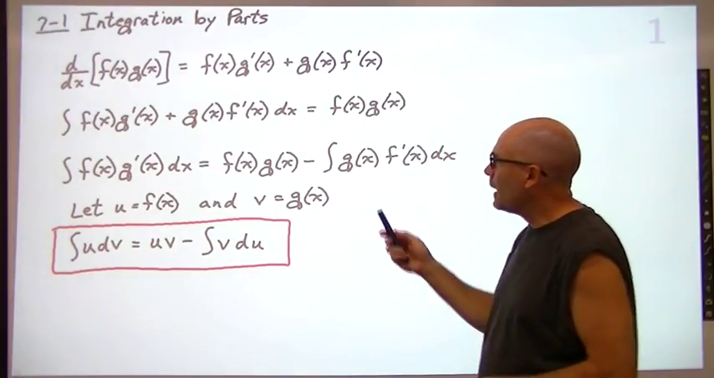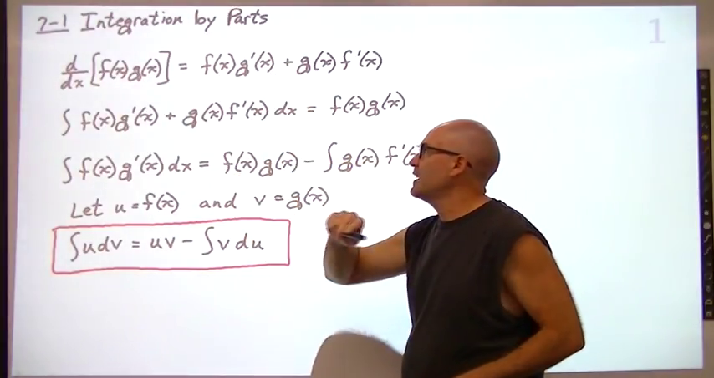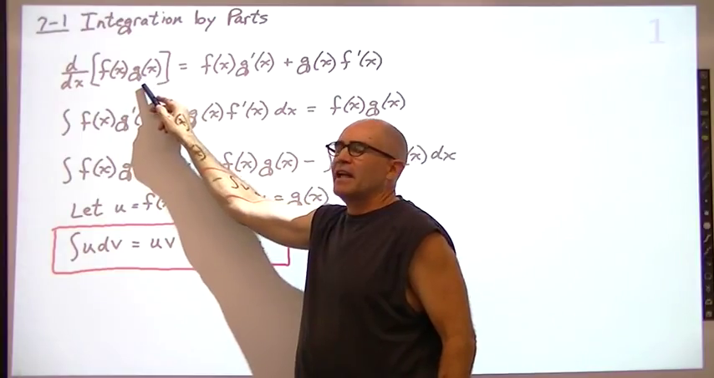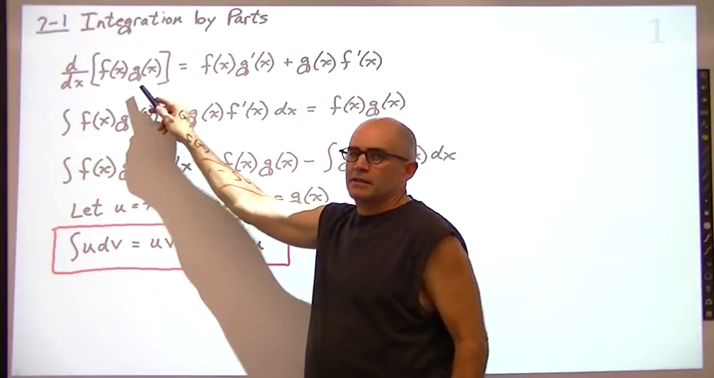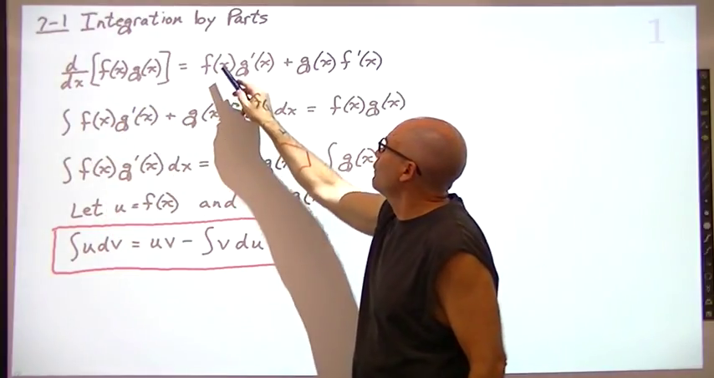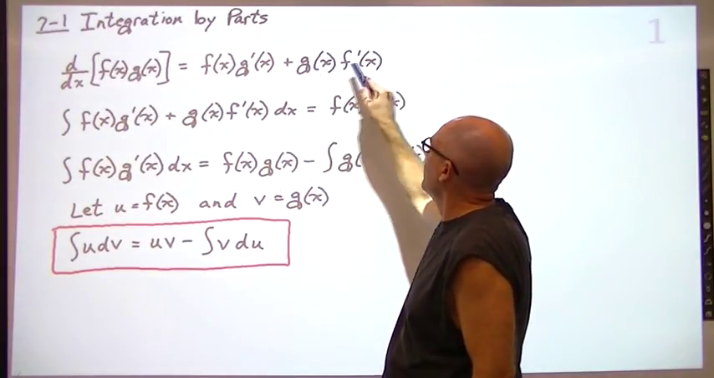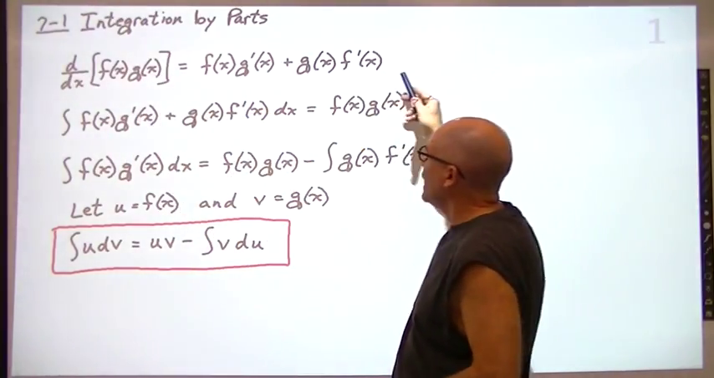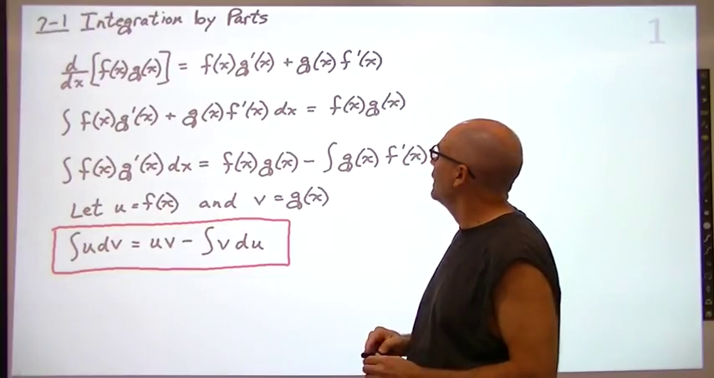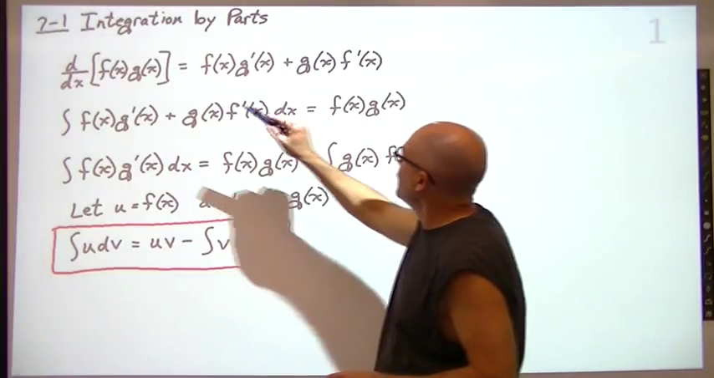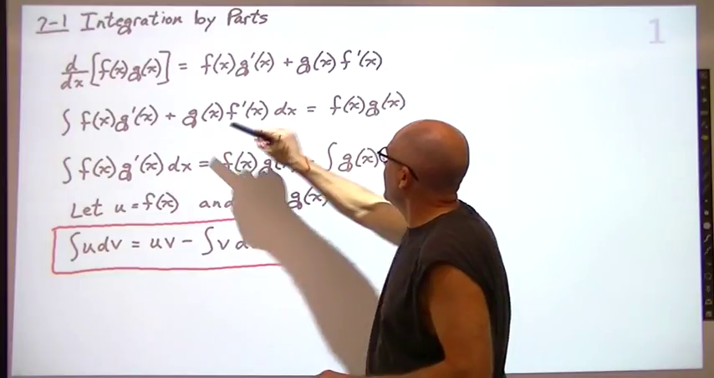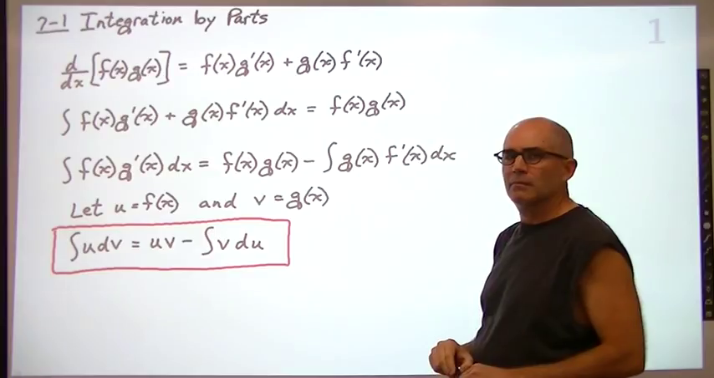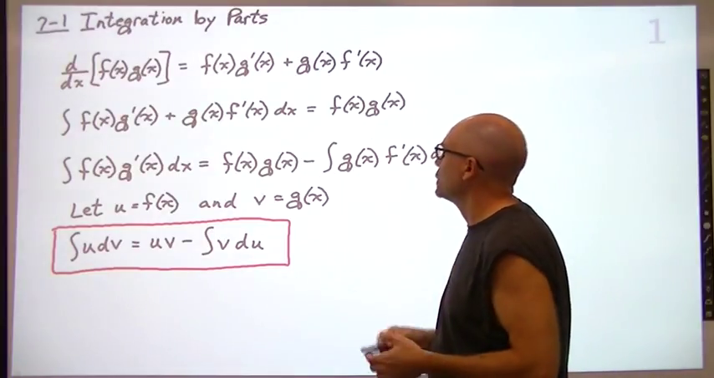Now, this is the derivation of this technique. If I have two functions, f of x and g of x, and I want the derivative of the product, the product rule says that I go first times derivative of the second plus second times derivative of the first. Now, if I take this statement and I integrate both sides, then I get the integral of everything on the right equals f of x, g of x, because the integral of a derivative is the original function.